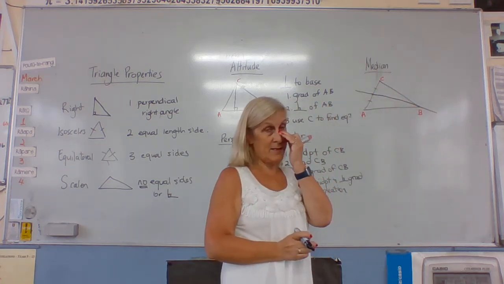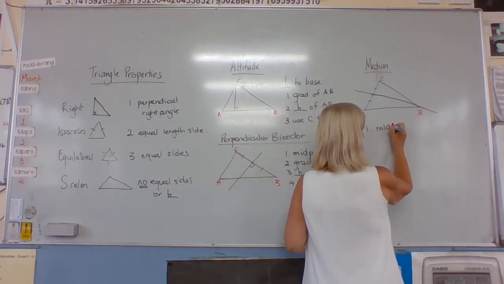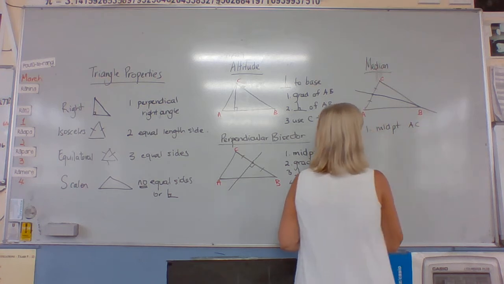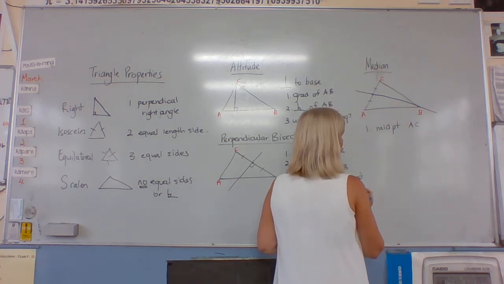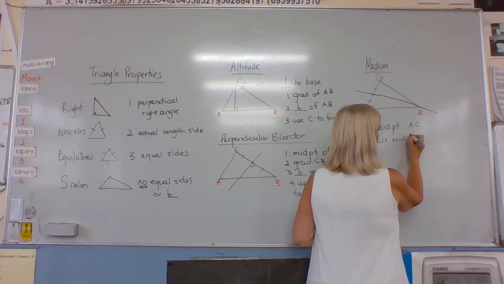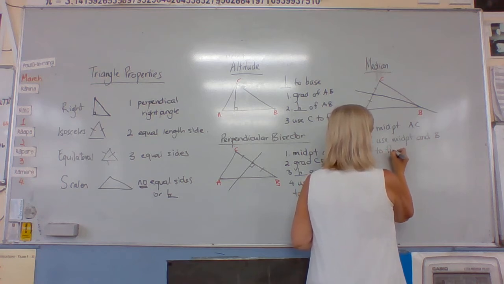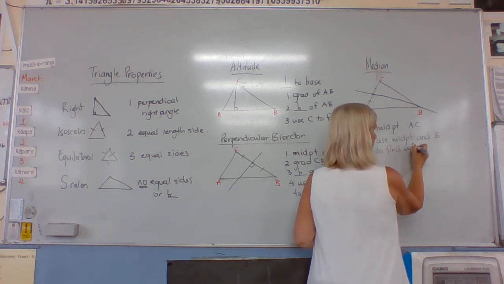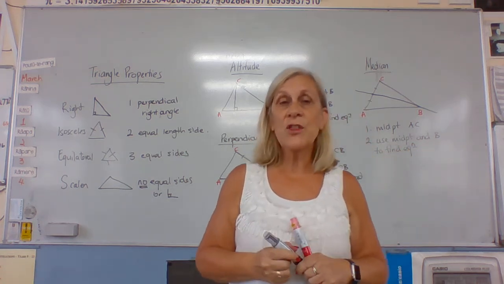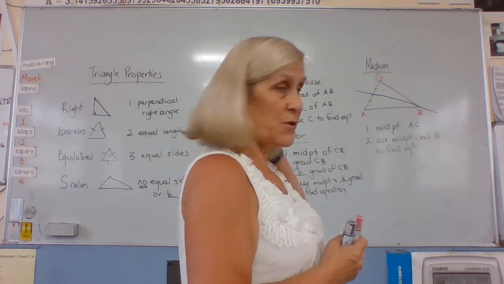All right? So steps pretty easy again here. 1, midpoint of AC. All right? Then 2, use the midpoint and B to find the equation of the line. All right, so if you follow those steps, you should easily be able to find out those 3 things.